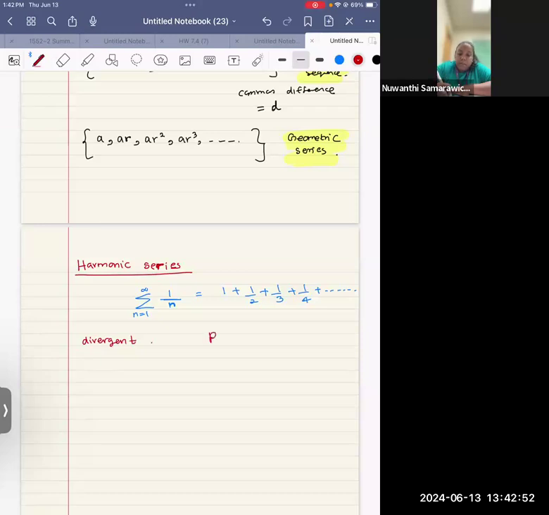The proof of this is in the book. If you like to read and want to get more knowledge about it, you can read the proof of the harmonic series. Whenever you come across something like this, whenever you have to sum 1 over n, that's a harmonic series and it's always divergent.